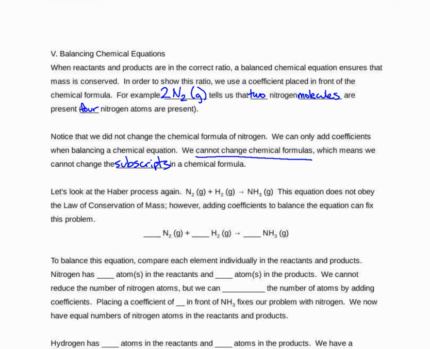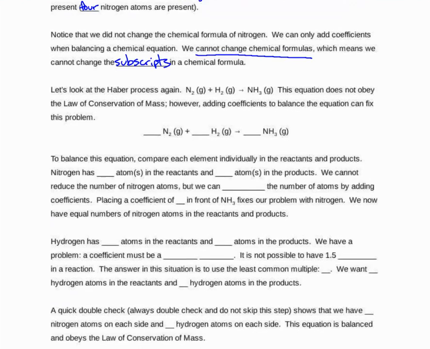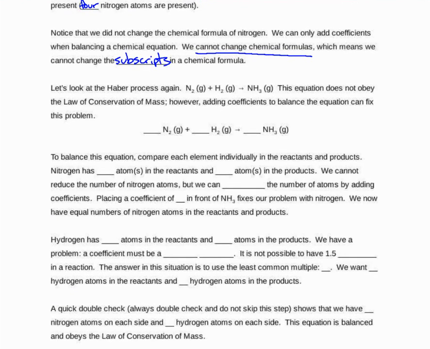So let's look at the Haber process again. This is the chemical reaction that you're going to need to know by memory for this whole unit, and I'm even going to ask you about it in future units. So this needs to stick with you. This is the skeleton equation for the Haber process. N2(g) + H2(g) yields NH3(g). Nitrogen gas plus hydrogen gas yields ammonia gas.